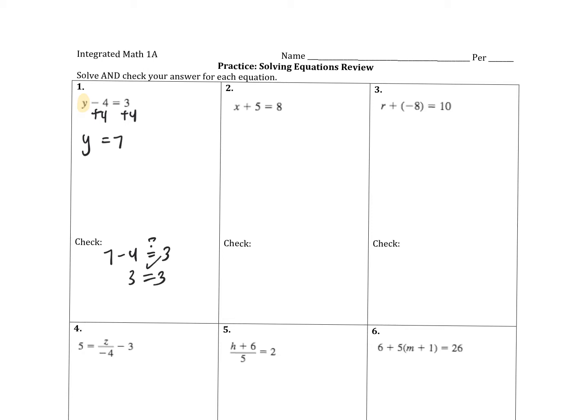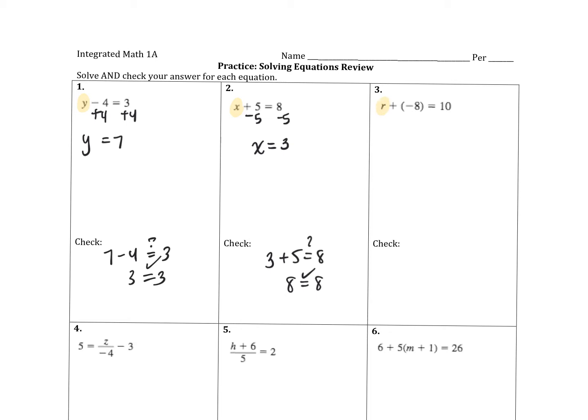All right, question 2, we're solving for x. So we want to do the opposite of plus 5 by subtracting 5 from both sides. We'll get x equals 8 minus 5 is 3. Check if this is true. x is 3, 3 plus 5 equals 8. 8 equals 8, so that's true.